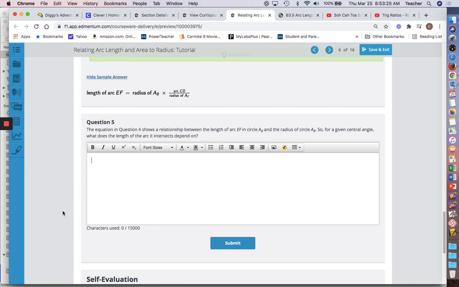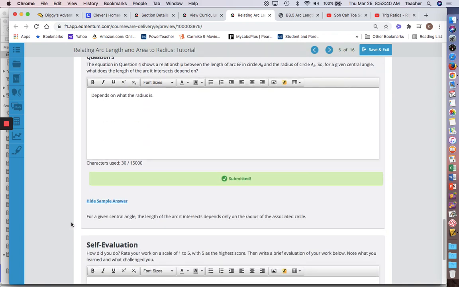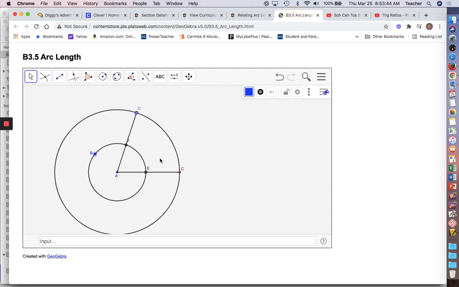So for the given central angle, what does the length of the arc it intersects depend on? Depends on what the radius is. It depends on how long the radius is. That's it. It depends on the radius. Yeah, if the radius is big, like when I moved B, that radius got bigger. If I moved B, the radius got smaller. So it depends on what the radius is as to how big the arc length is.